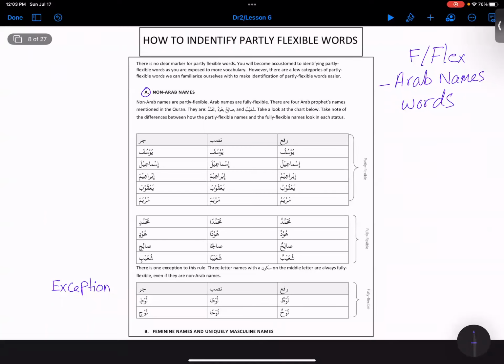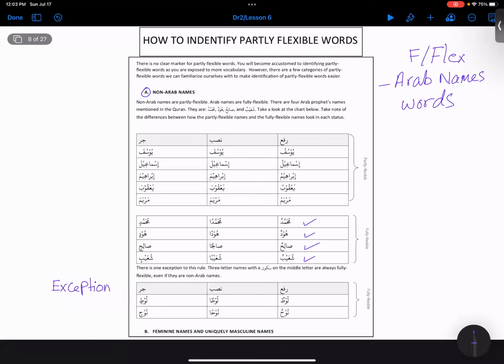And you know, in Quran Pak, only four prophets' names are fully flexible, because they are Arab names: Muhammadun, Hudun, Salihun, Shu'aibun. Otherwise, we have so many other names of prophets in Quran Pak, but they are partly flexible. Why? Because they are non-Arab names.